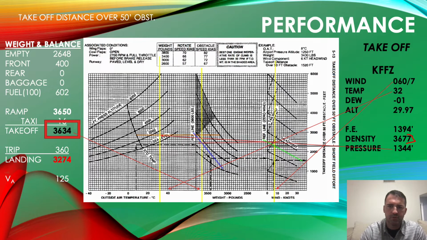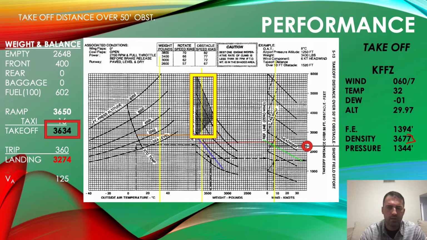So winds come into play for our takeoff distance over there. Basically we do this by entering the chart right here for our temperature, and then we move up and find our pressure altitude, and this is going to give us our density altitude correction. Basically, we move over to the weight, and then we move over to the distance, and that's going to give us our takeoff distance.